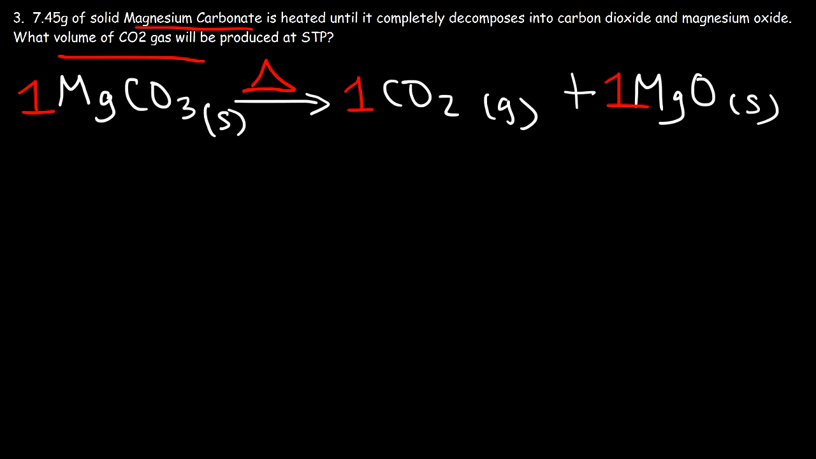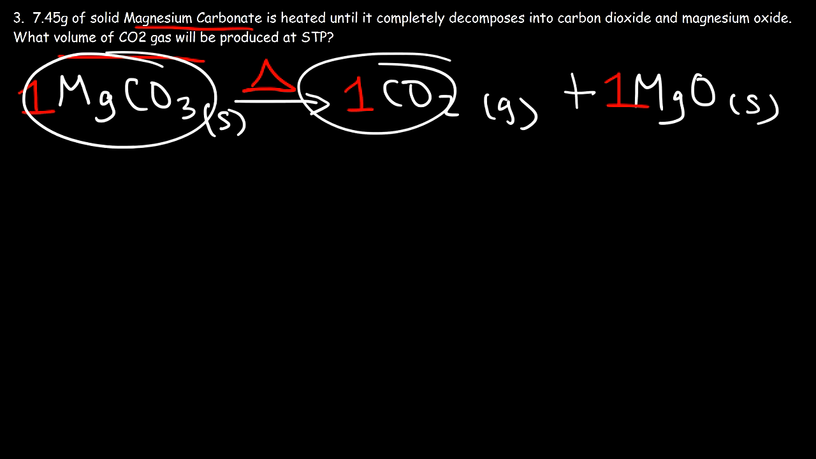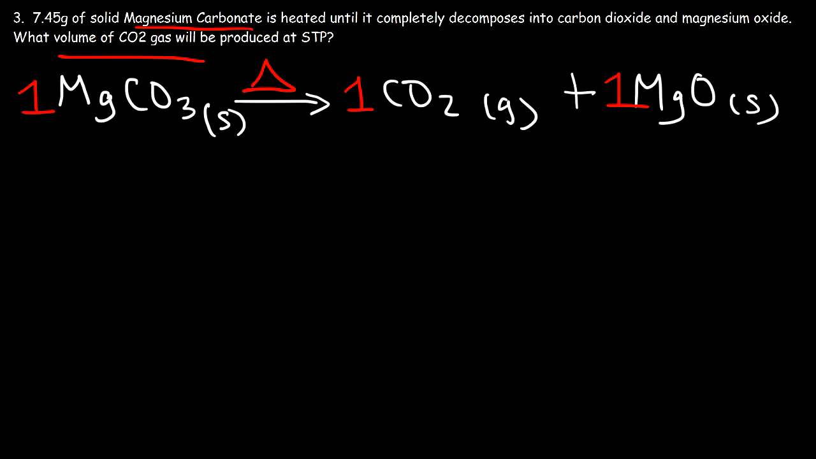So keep in mind, at STP, 1 mole of gas occupies a volume of 22.4 liters. So all we need to do is find the moles of magnesium carbonate, convert it to the moles of CO2, and then convert that to liters. So first we need to calculate the molar mass of MgCO3.